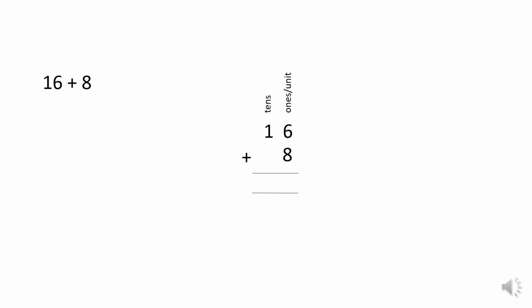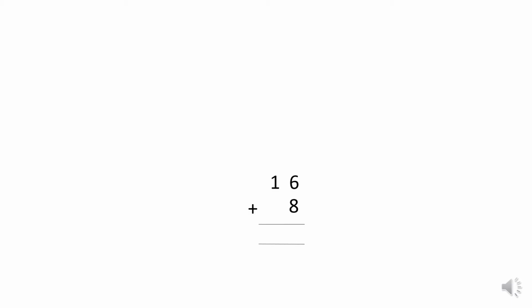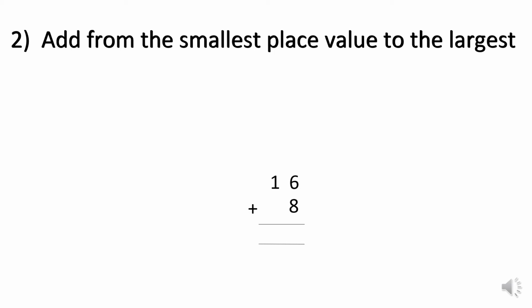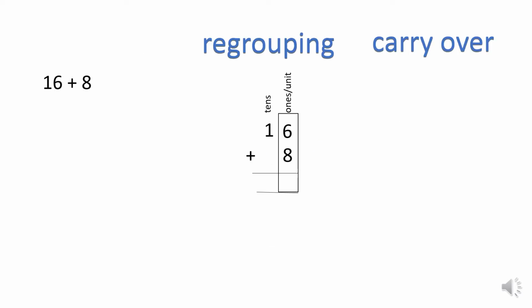That's the first step. The second step, as before, you add from the smallest place value to the largest. So in this case, we are going to add the ones or unit place value first, followed by the tens. So if we add 6 plus 8, it gives us 14, and that is represented by the numbers 1 and 4. 4 is in the ones or unit position, and 1 is in the tens position. Because 4 is in the ones position, we put it underneath the ones position, so underneath 8.